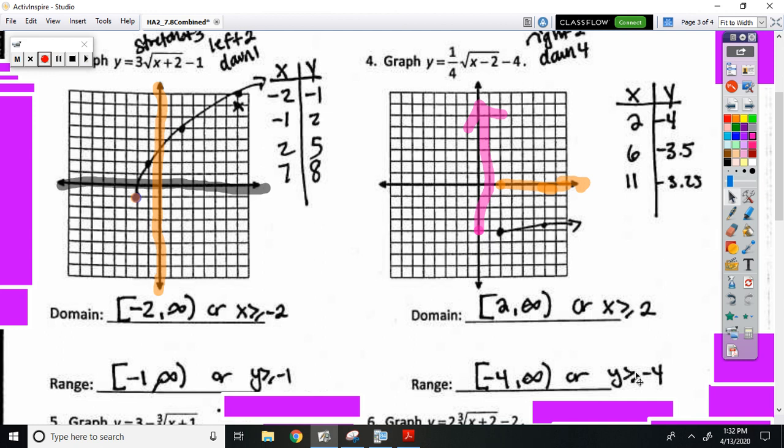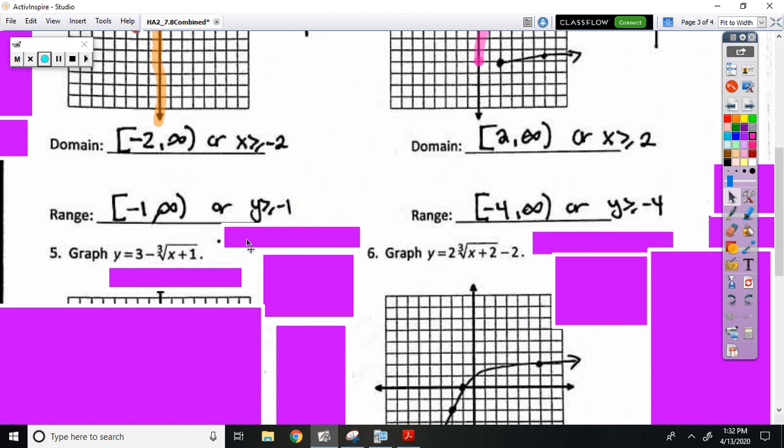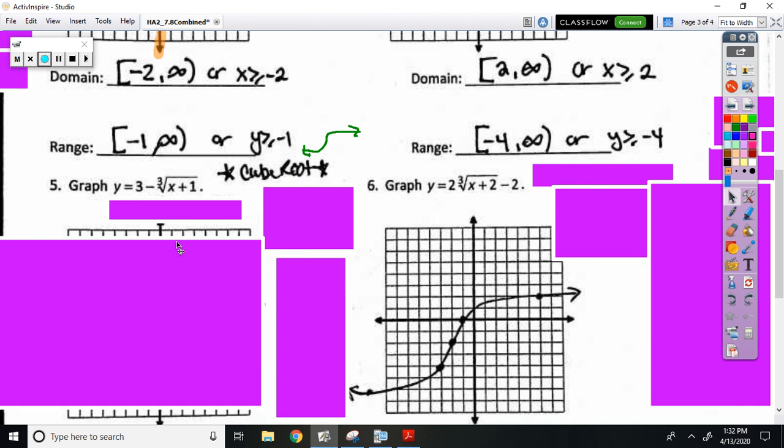Now our last two graphs that we're going to take a look at, pay attention because they switch from square roots to cube roots. So put a nice big star. Cube roots. Cube roots, if you remember, look different. They are not the shooting star. They are the S-shaped curve. Okay, the transformations are exactly the same, but the graph itself will look very different.